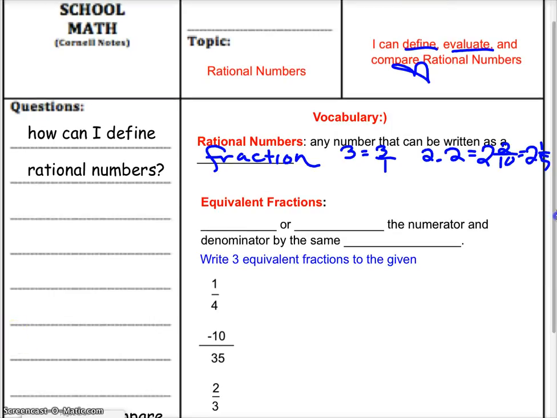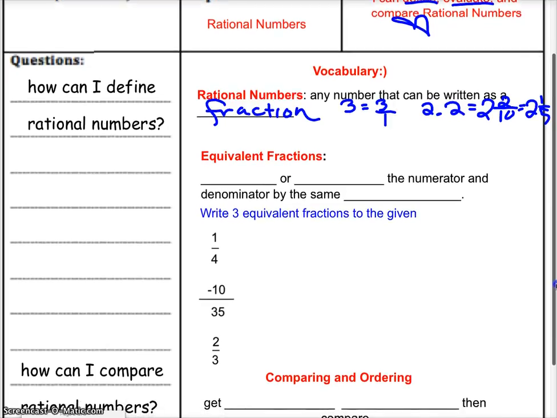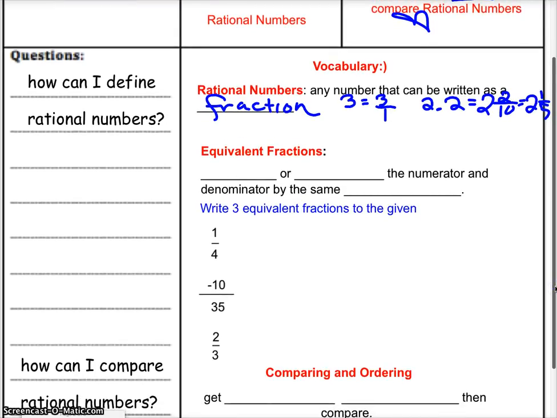Okay, so given that any rational number is a number that can be written as a fraction, we need to know how to deal with fractions. So one of your targets today is creating equivalent fractions. Nothing new. Review. It's how you either multiply or divide the numerator and the denominator by the same number. That's how you come up with an equivalent fraction.